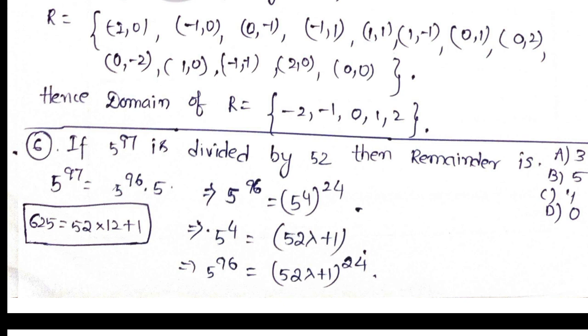Now, if 5 power 97 is divided by 52, what is the remainder? He is asking about the remainder. We can do this in many ways. Okay, let's do this by the binomial theorem method. The options are as given.